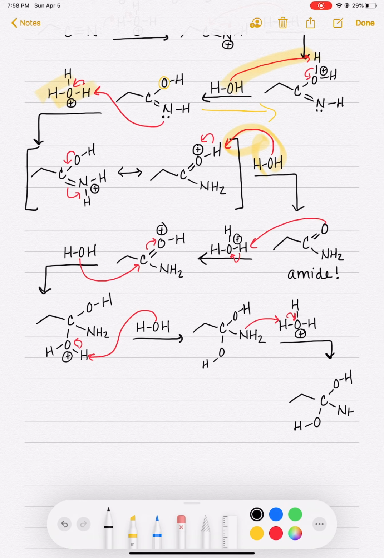And what we have done for nitrogen now is turned it into a good leaving group. We've turned it into what will be an NH3, which is a great leaving group. That's the ammonia molecule, so it's very stable. Let's bring a lone pair of electrons down from either one of the oxygens and spit out that NH3 molecule. It's a good leaving group.